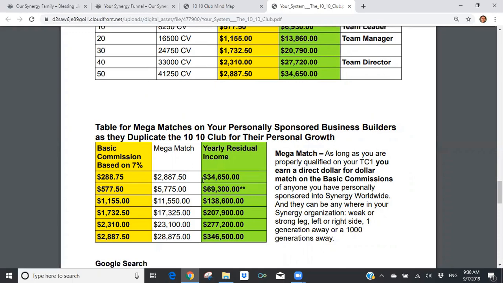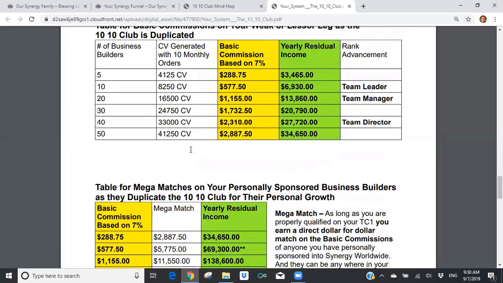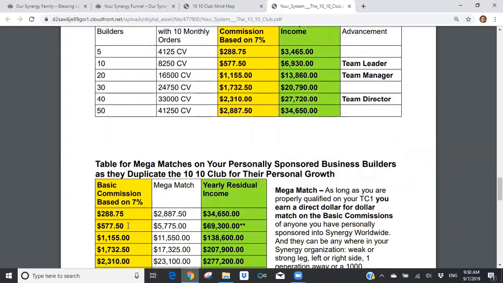Now, if I can help them begin to replicate where my 10 attract to themselves their 10, you can see that as their basic commission goes up, my 10, their basic commission goes from $288 to $577 a month. Multiply that times 10. Now I'm earning almost $6,000 a month in mega matches, a little over $69,000 in residual income. And you'll notice that on this chart, I've got that double asterisk.